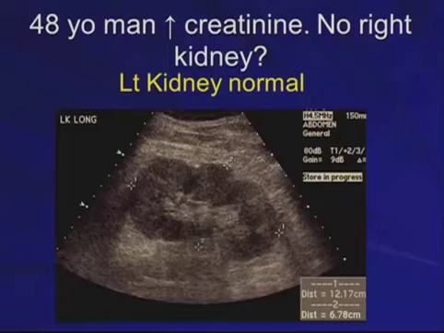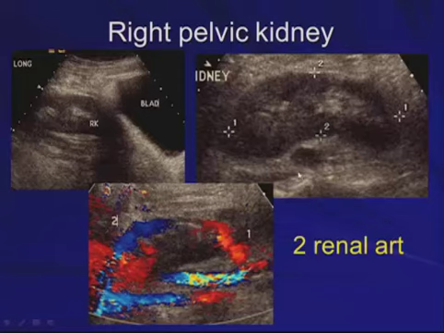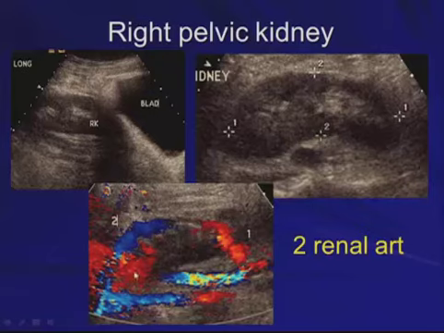Here's another man, 48-year-old with elevated creatinine. He doesn't have a kidney which is visualized. His left kidney looks normal, however. So what should we be thinking about? Well, normal appearing kidney on the visualized side, again, think about a contralateral non-visualized kidney in a wrong location. And that's where it is in this case. In this case, it was deep in the pelvis. In fact, it was a transverse kidney. Here you see the great vessels deep to the kidney, and this kidney had 2 renal arteries.